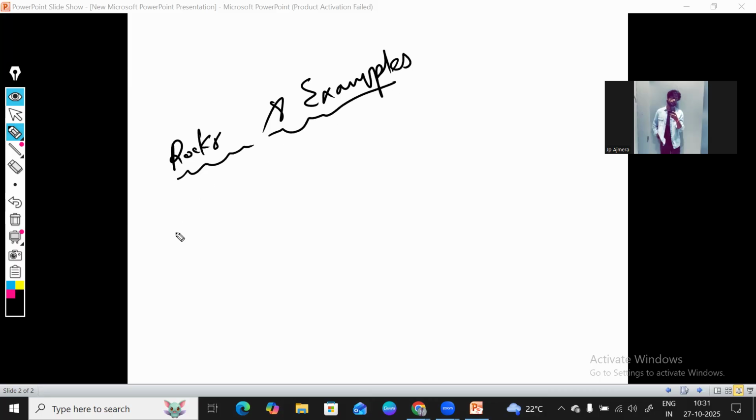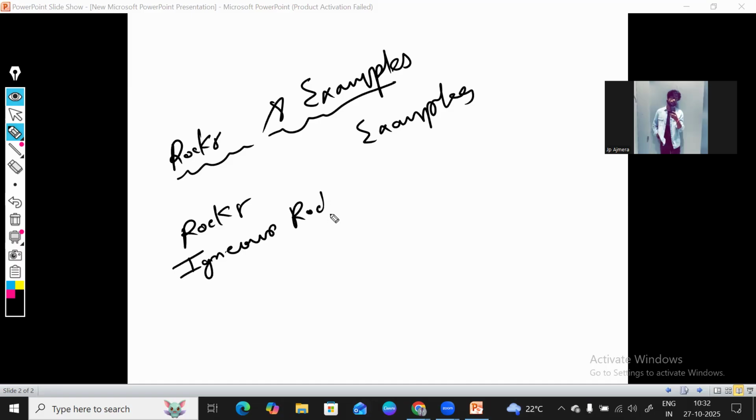So here are the rocks and here are the examples. Let me start with the first one. The first rock is igneous rock. What is an example of igneous rock? That is basalt and granite also. These are the famous igneous rocks that will appear directly in the examination.